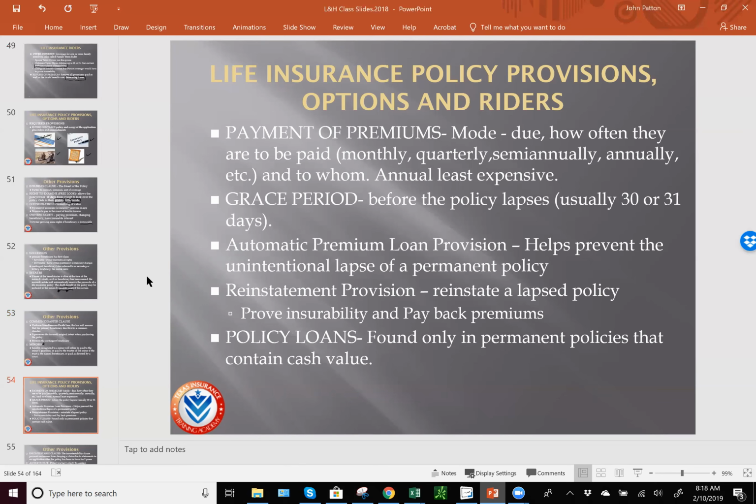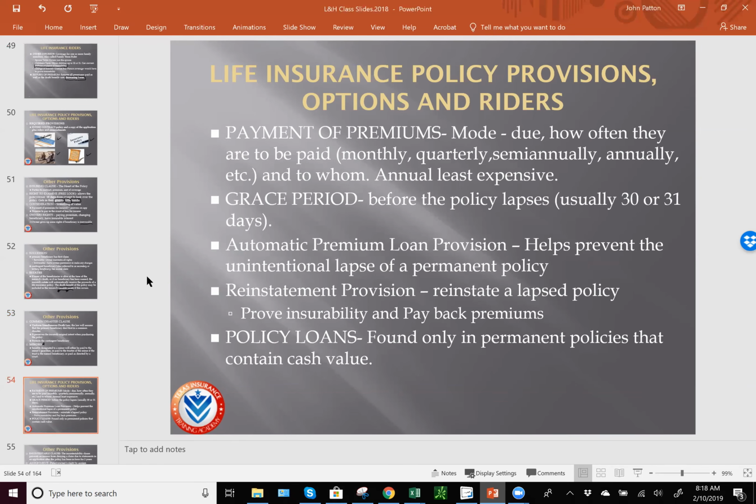After a policy has lapsed, you can get it reinstated, but two things have to happen. Number one, you must pay any back premiums plus interest. And number two, you must prove insurability. Now you have up to 3 years to reinstate a lapsed policy. I know 3 years seems like a long time, but the benefit of reinstating a lapsed policy is that your premiums would be based on the issue age of that policy, the date that it was first issued, as opposed to your attained age, how old you are right now.